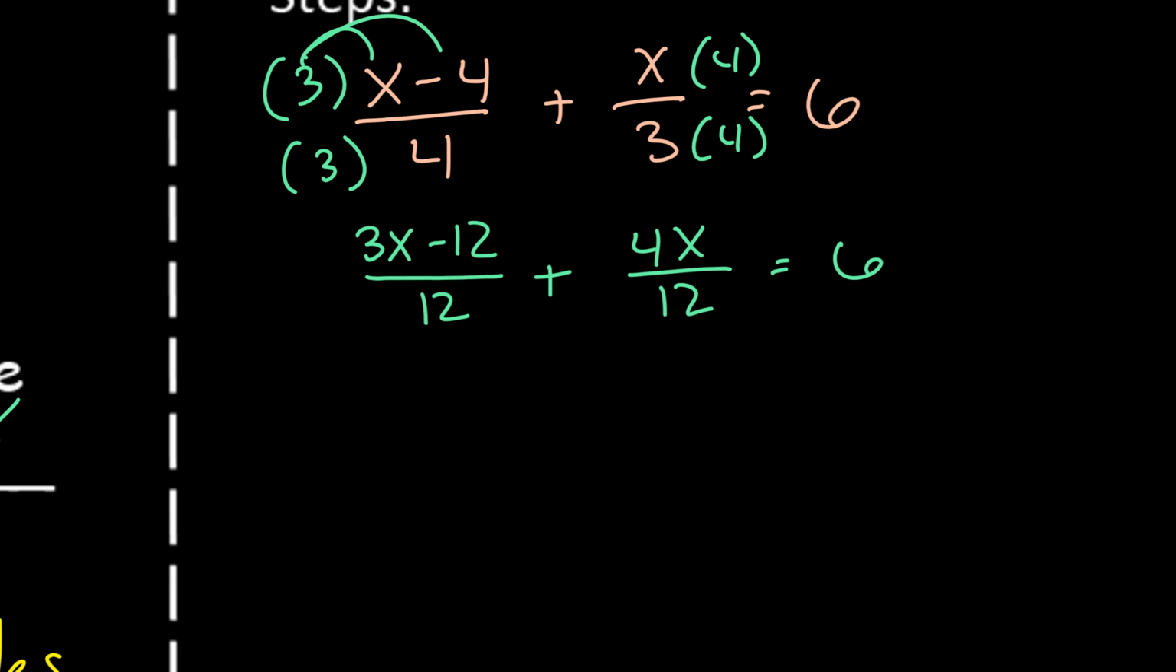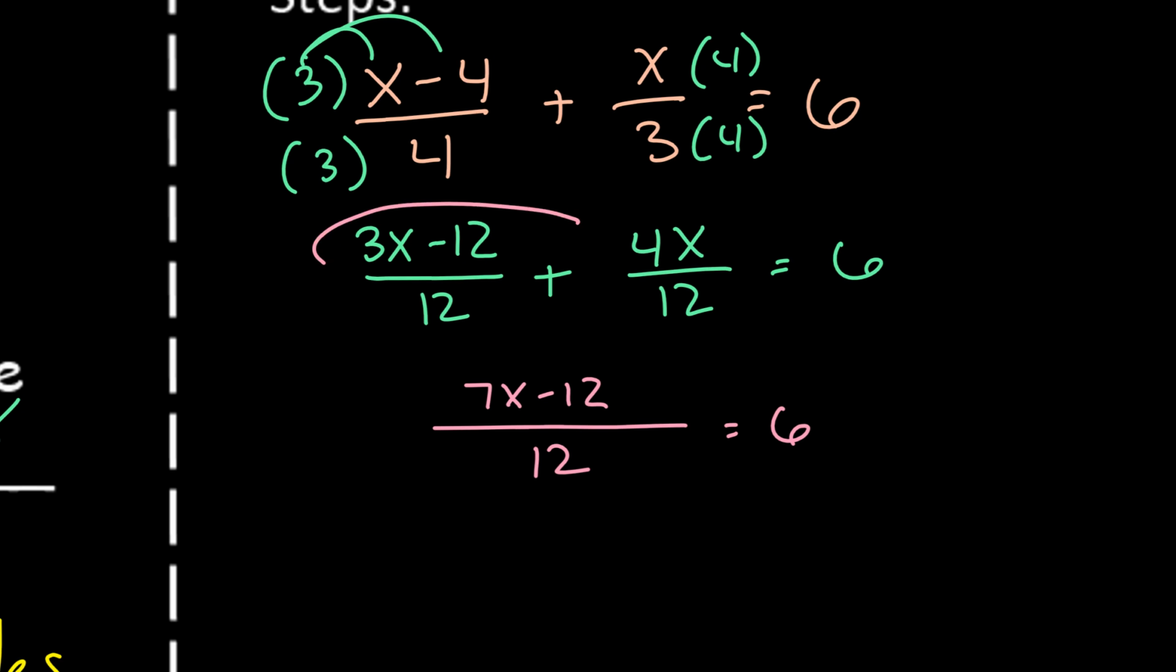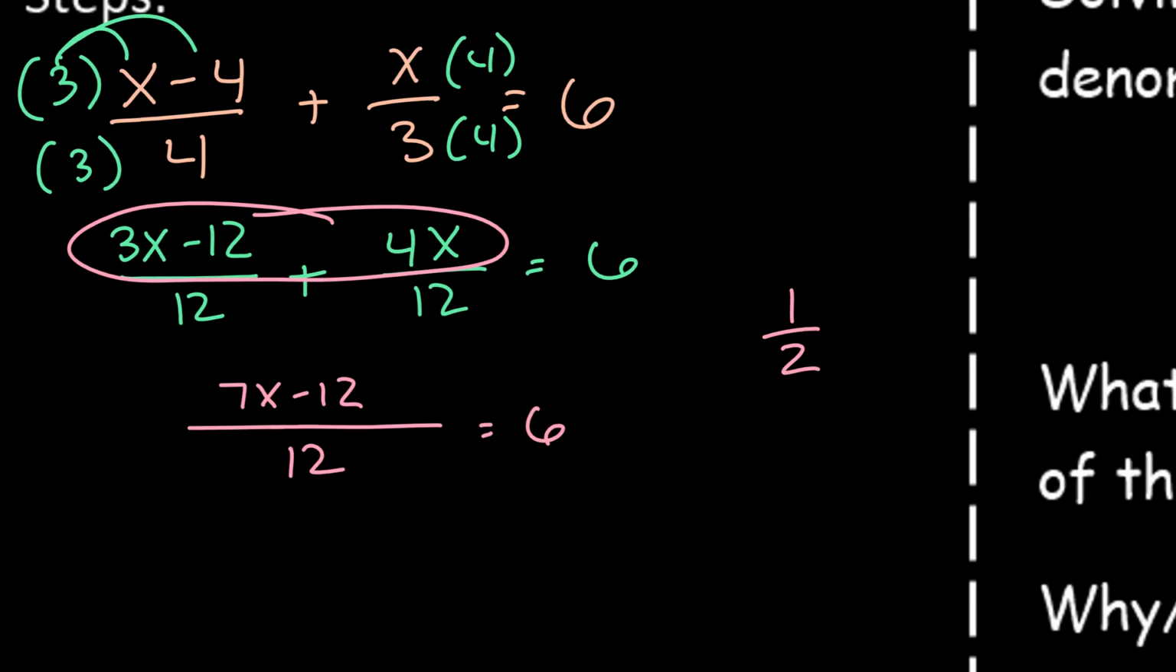Now this is addition, so it's pretty straightforward. So I just combine my like terms in the numerator. And what do I end up with? Yeah, 7x minus 12 over 12 equals 6. So all I did just then was combine the numerator. Remember, when you're adding fractions, you just add the numerators, you keep the denominator the same.